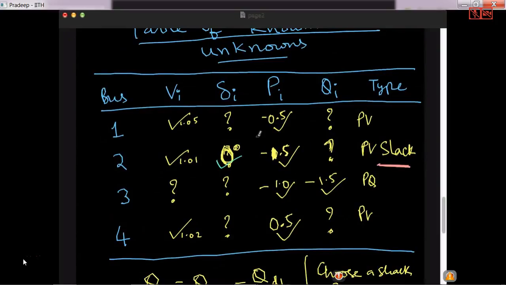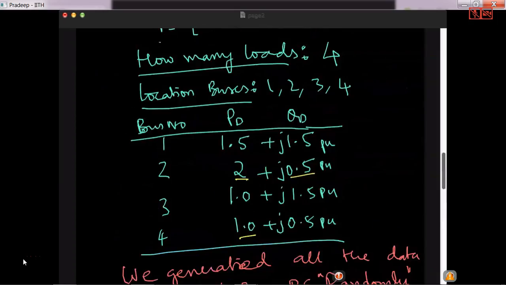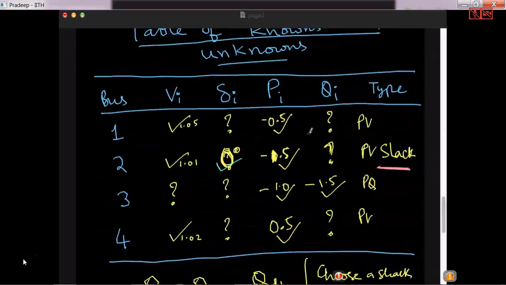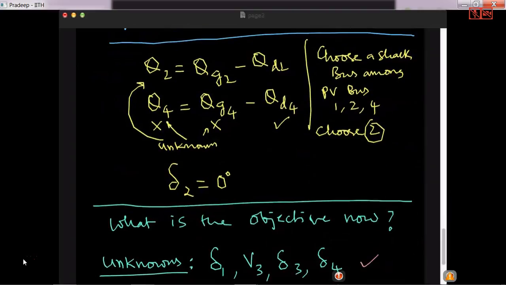For example, if I go up, this is the net power, the net power injected at bus 1. That is minus 0.5. And then the magnitude of V1 also is there. Like this we have some data already available. So this data we can enter and then finally we can do that. Now let me also show you the equations.